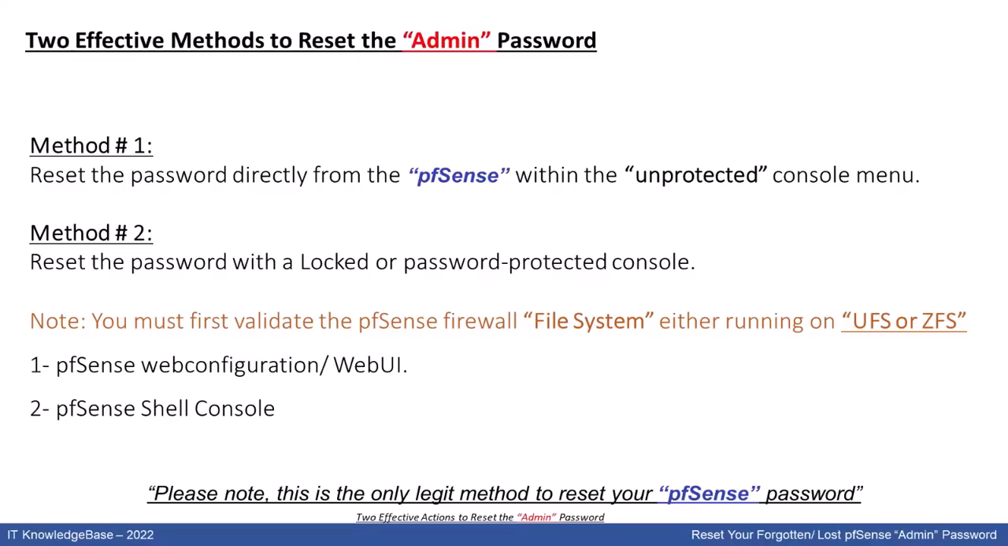There are only two official and effective ways to reset your pfSense admin password. Method number 1: reset the password directly from pfSense within the unprotected console menu. Method number 2: reset the password with a locked or password-protected console. Please note, you must first validate the pfSense firewall file system, whether it is running on UFS or ZFS. You can find the file system from the web configuration, the web UI, and from the pfSense shell console. Please note, this is the only legit method to reset your pfSense password.